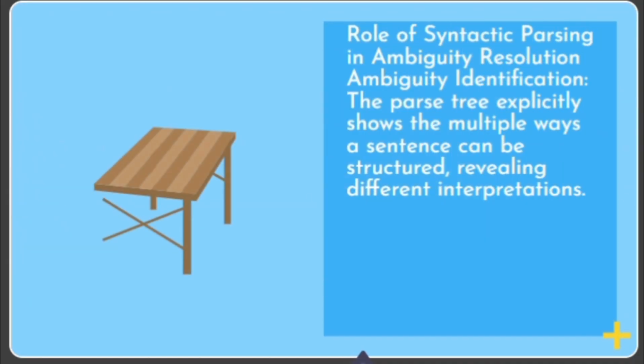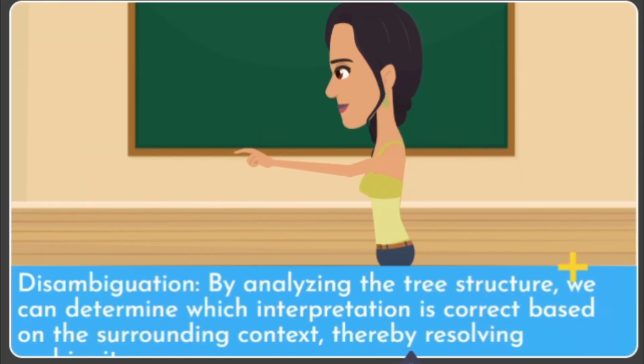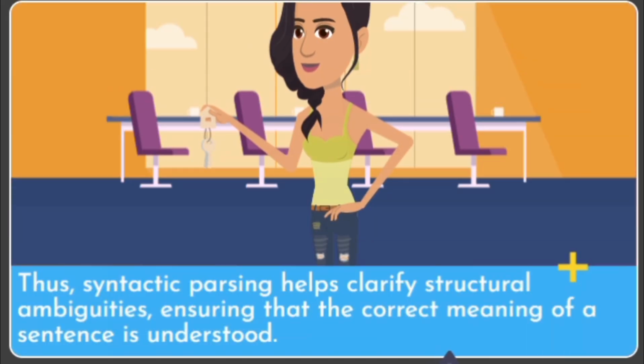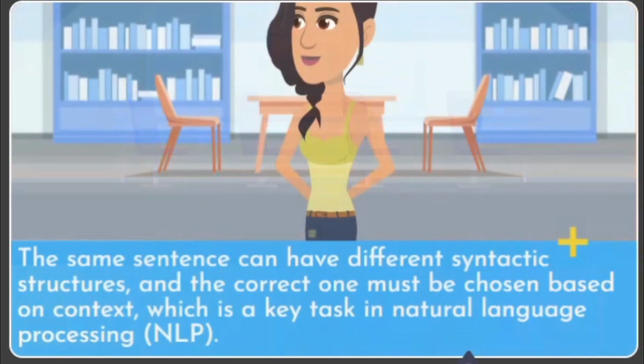Role of syntactic parsing in ambiguity resolution. Ambiguity identification: the parse tree explicitly shows the multiple ways a sentence can be structured, revealing different interpretations. Disambiguation: by analyzing the tree structure, we can determine which interpretation is correct based on the surrounding context, thereby resolving ambiguity. Thus, syntactic parsing helps clarify structural ambiguities, ensuring that the correct meaning of a sentence is understood. The same sentence can have different syntactic structures, and the correct one must be chosen based on context, which is a key task in natural language processing, NLP.